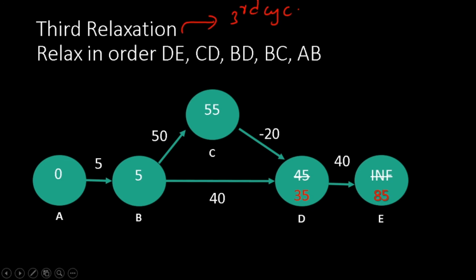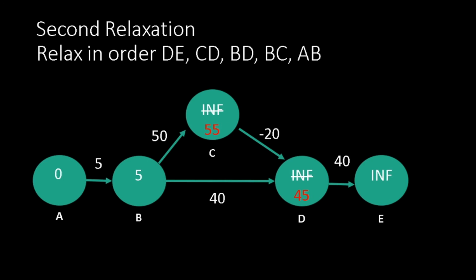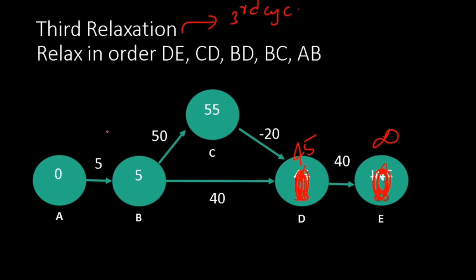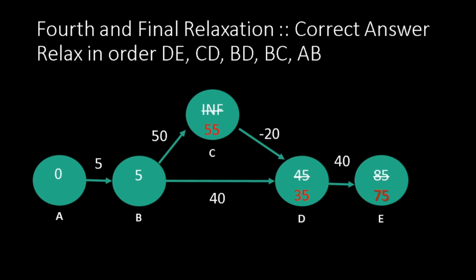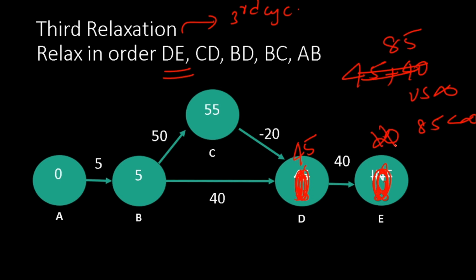Third cycle. Okay. So I'm first going to strike all this down because life needs suspense. So this was 45 and this was infinity from the previous slide. Okay, so let's start the third cycle. DE. What does DE mean? 45 for D plus DE distance 40 versus infinity. This becomes 85, and 85 is less than infinity. So we strike it down and we make it 85.